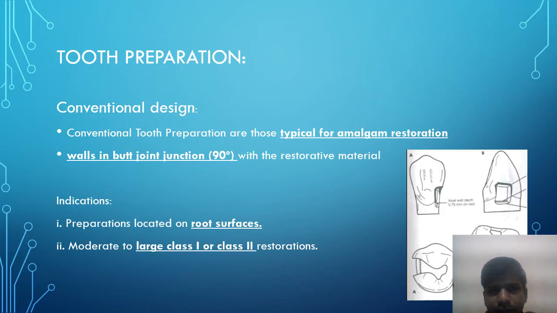Coming to the tooth preparation, the conventional design. Conventional tooth preparations are those typical for amalgam restoration. The walls are in butt joint junction with the restorative material. Indications are preparation located on the root surfaces, moderate to large class 1 and class 2 restorations.